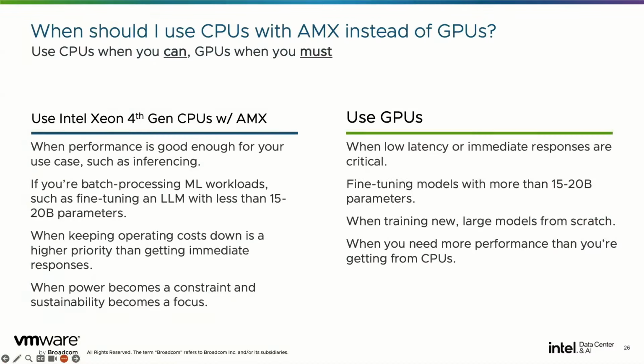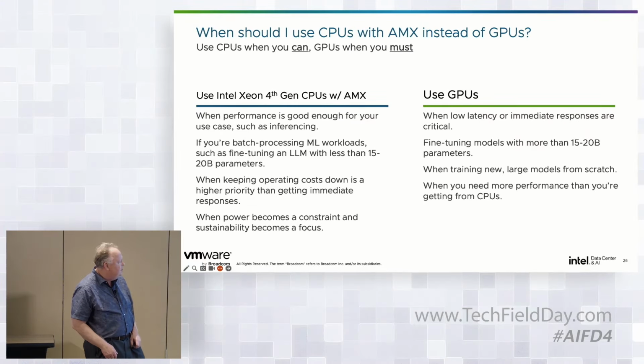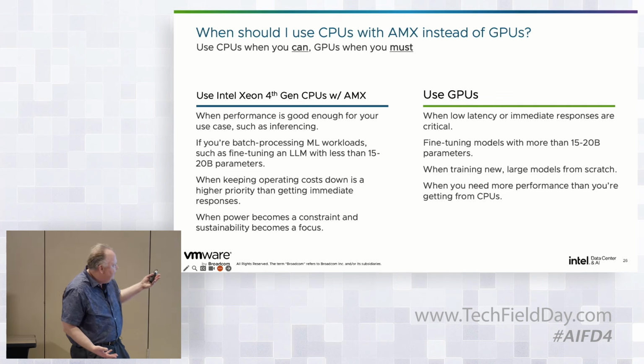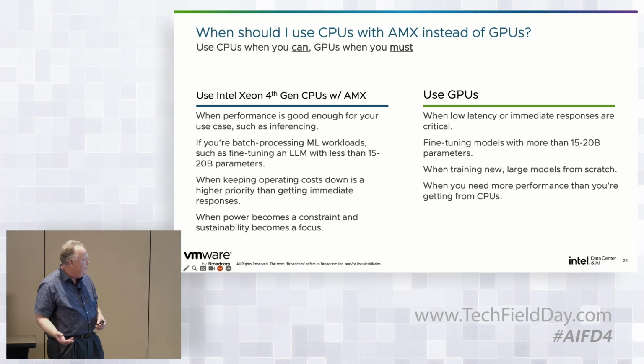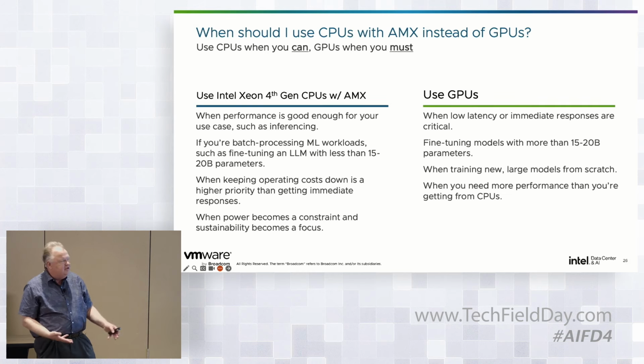And then people start saying, well, when should we use GPUs? When should we use CPUs? And I always tell people, use CPUs when you can, use GPUs when you must. So if performance is good enough for your use case, such as inferencing, use CPU. If you're batch processing ML workloads, like the fine tuning we just did, or an LLM with less than 15 to 20 billion parameters, you can do it on CPUs. If keeping operating costs down is a higher priority than getting immediate responses, use CPUs. Like even our last speaker, Keith, was talking about, power becomes a constraint, sustainability becomes a focus. Use CPUs.